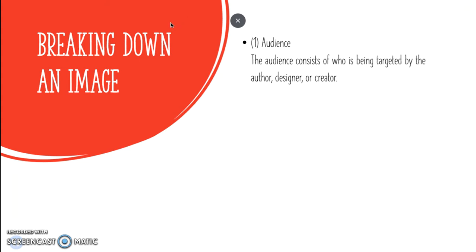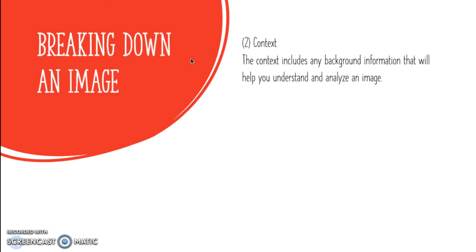So number 1 was audience. So the audience consists of who is being targeted by the author, designer, or creator. So as you look at your advertisement, just ask yourself, who do you think their target audience is? 2, the context. So the context just includes any background information that would help you understand and analyze an image.